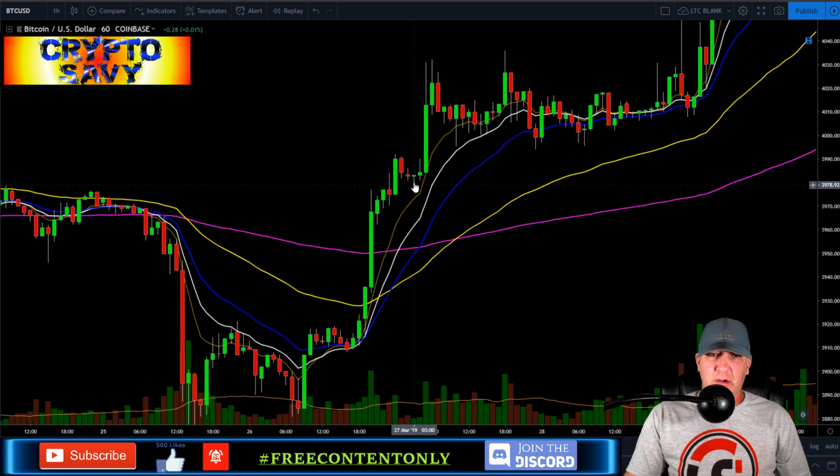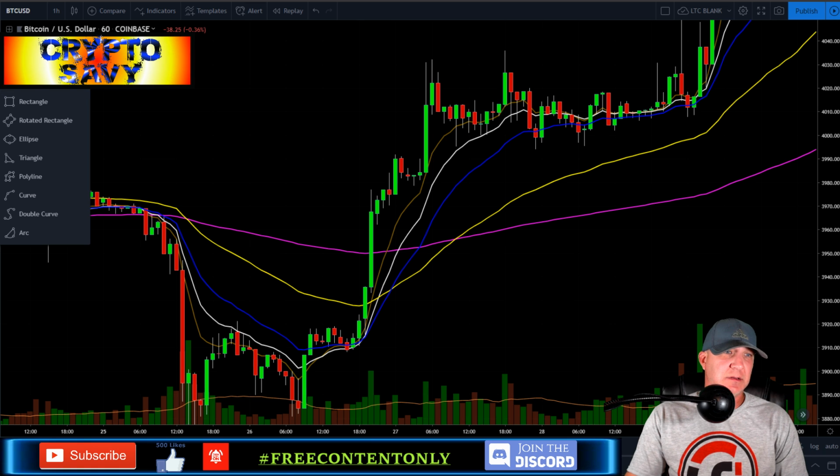But the first candle to open and close after the cross, which would be this candle right here, we'll put a target on there.